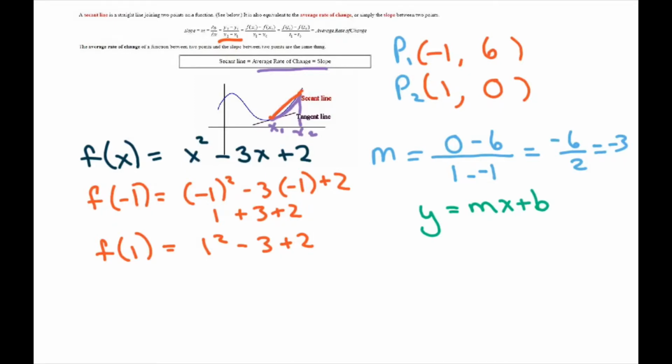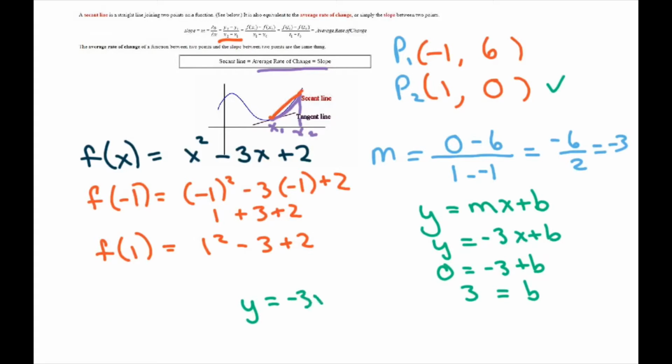So our slope is -3. And plug in one of these points. I'll choose this one. You get 0 equals -3 plus b. So clearly b is 3. -3 plus 3 is 0. So our equation is y equals -3x plus 3. Now we're going to graph both of these. We're going to graph the secant line and our equation here.